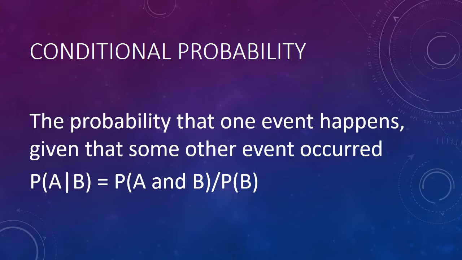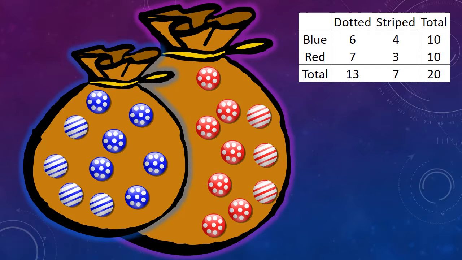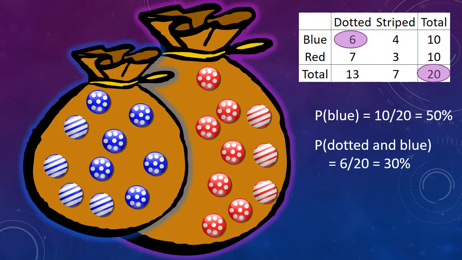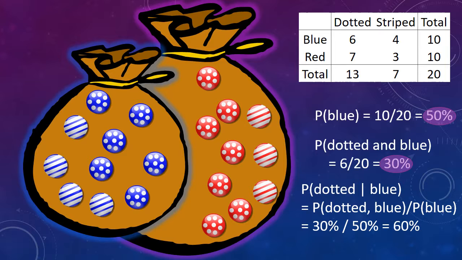Let's see how this formula works with that example. The probability that the marble was blue was 10 out of 20, or 50%. And the probability that a marble was dotted and blue was 6 out of 20, or 30%. So we can find the probability that the marble was dotted given that it was blue, that is to say, the probability that the marble was dotted only considering the blue marbles. This conditional probability is calculated by taking the probability that it was dotted and blue and dividing by the probability that it was blue. So we take 30% divided by 50% and we get 60%, which is the same answer that we got before.